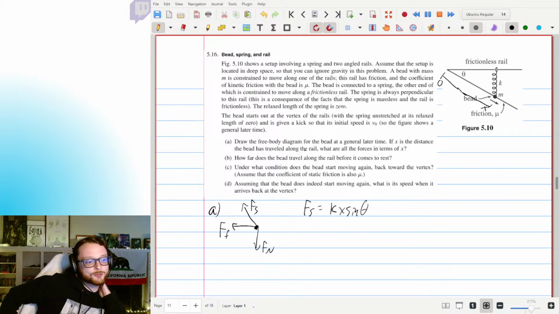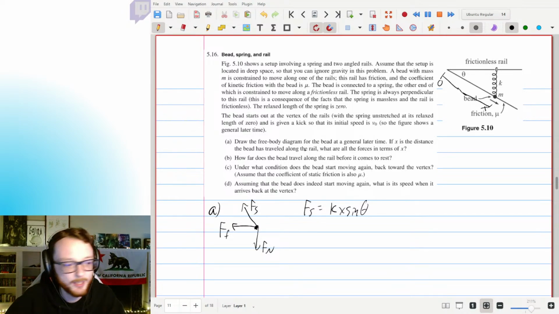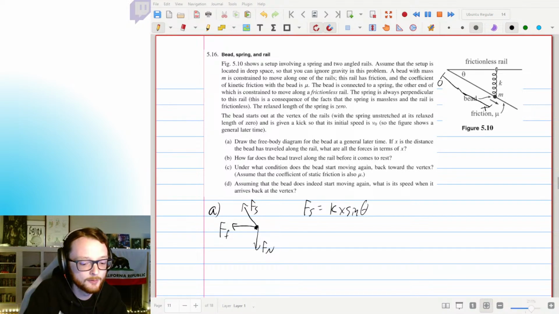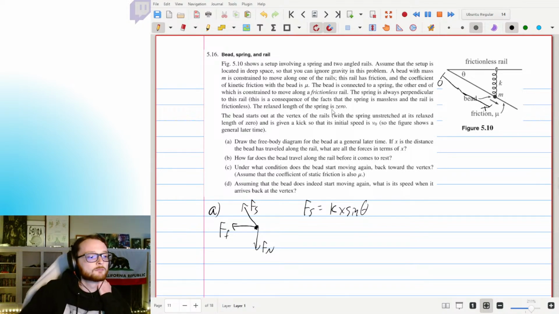AP pre-calc? Yeah, sure. Retype your question there in chat or put it in my Discord. Sequences, I should be able to figure it out.